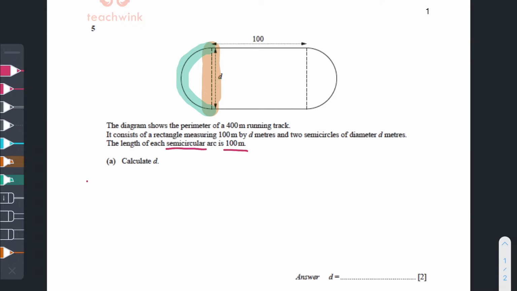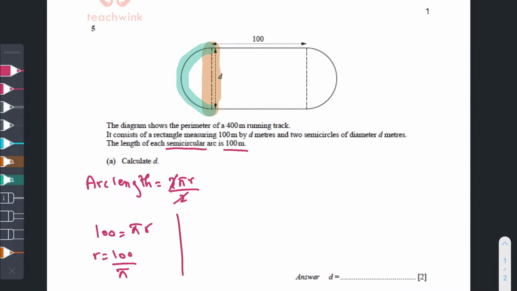So what we do is our formula becomes arc length is equal to 2 pi r over 2. 2 and 2 can be cancelled out. So this becomes 100 equals pi r. r is equal to 100 over pi. Let's plug this into the calculator. 100 divided by 3.142. Okay, so the length of the radius becomes 31.8.